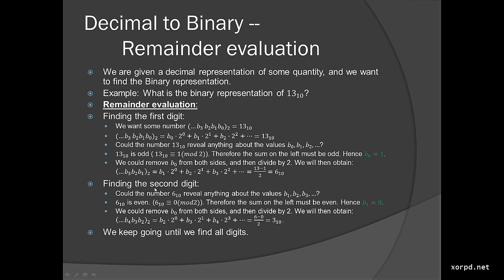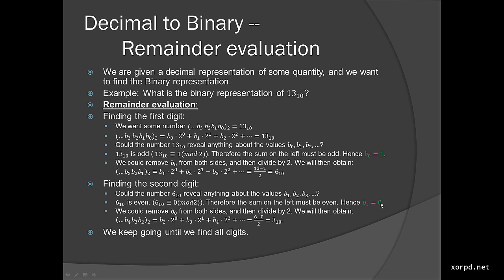Let's try to find the second digit. Again, we ask the same question: could the number 6 reveal anything about the values B1, B2, B3? And the answer is, of course, just like before. 6 is even, and mathematically speaking, we could say that 6 is equivalent to 0 modulo 2. Therefore, the sum on the left must be even. Which sum are we talking about? Just like this sum, we could create an equivalent sum here. We have to get that B1 is 0.